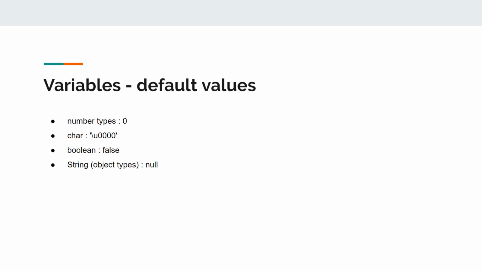When we declare a variable, default values are assigned. For all numerical types, the value 0. For the char type, an empty value, represented by this code. For the boolean, the value false. And for object types, for example String, but it might as well be your very own class, the value of an empty reference written as null.